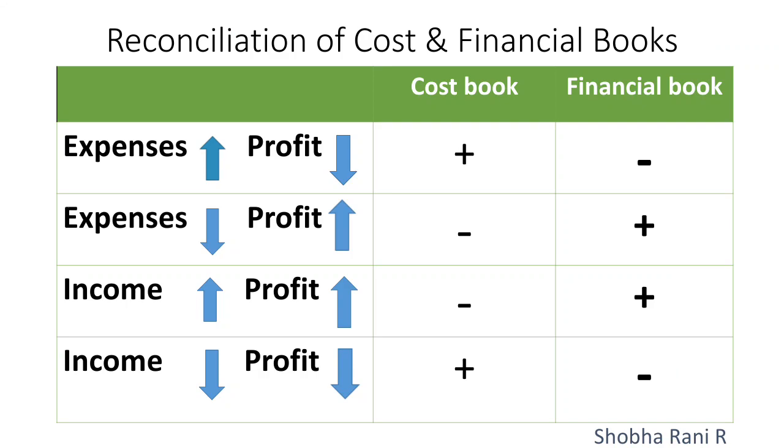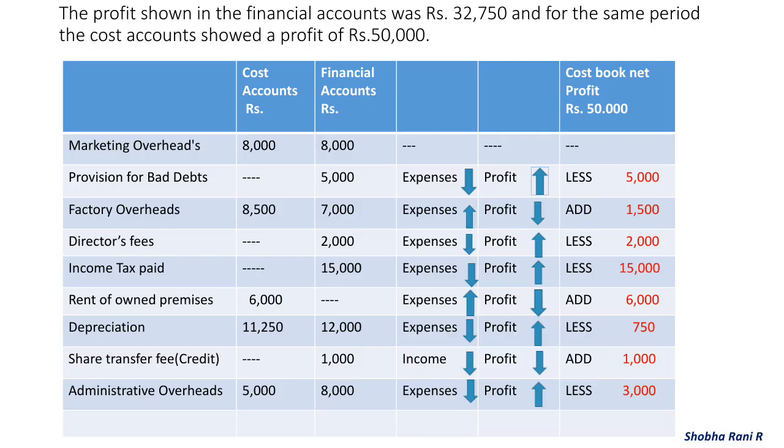In an organization, when income increases, the profit also increases. Then in cost book, it has to be subtracted. Financial book, it has to be added. When income decreases, the profit also decreases. Then in cost book, it has to be added. In financial book, it has to be subtracted. From this information, we have to solve the problems.